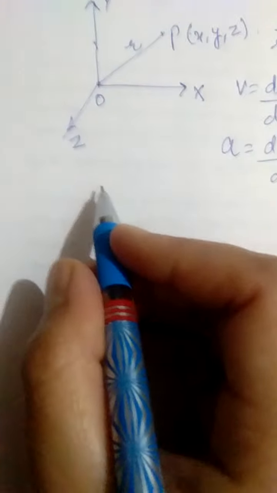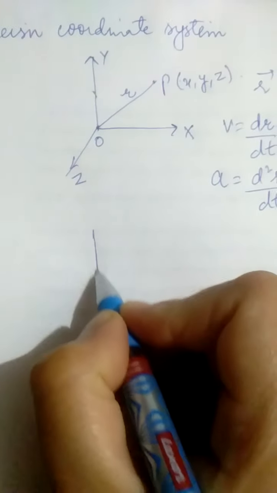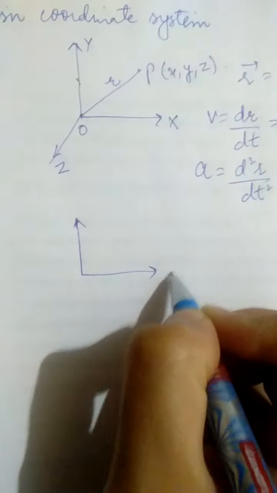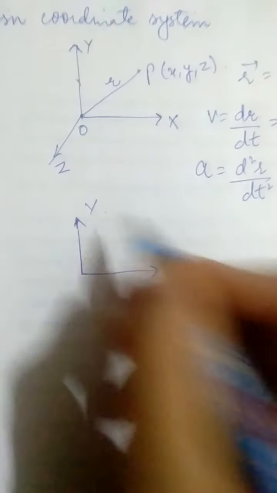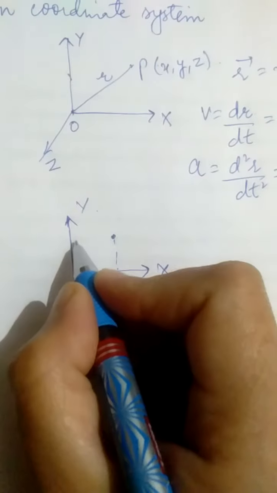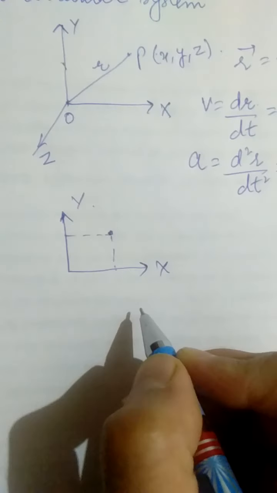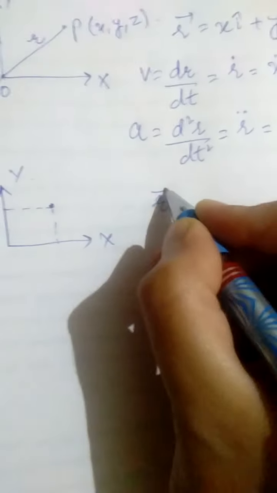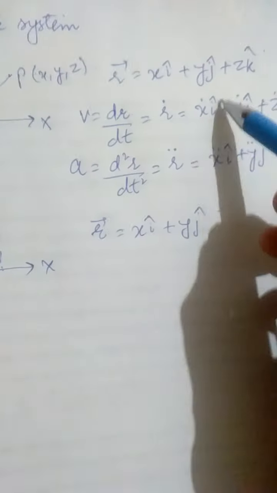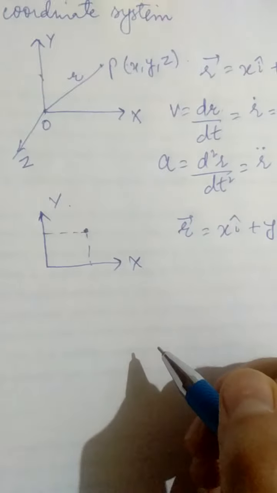Right? Now, if the position of the object can be specified in just a plane, then only two axes suffice, an x-axis and a y-axis. Right? The point is here. Its x coordinate is this much and y coordinate is this much. Right? So in that case, we can write that the position vector r is actually xi plus yj only. And then you can find velocity and acceleration in the same manner, right?